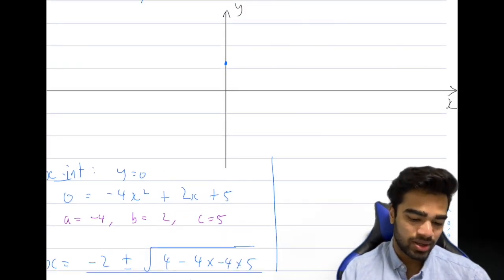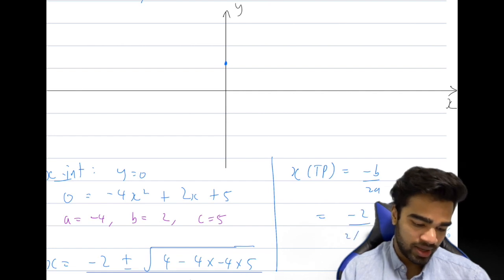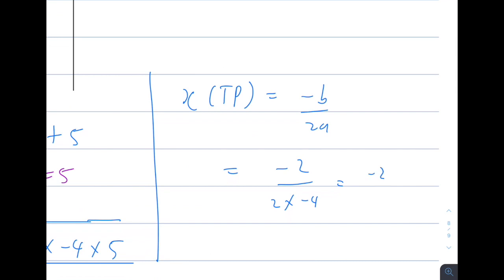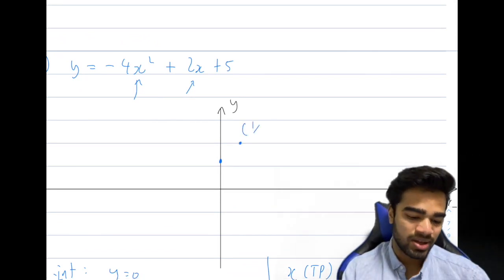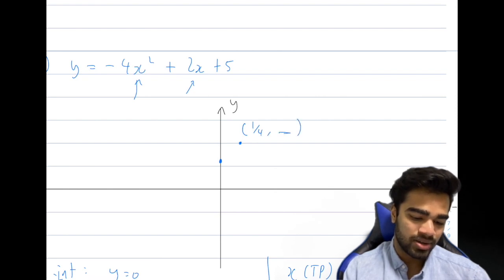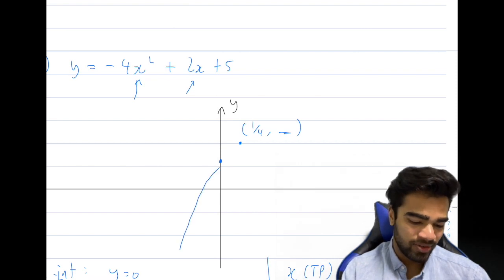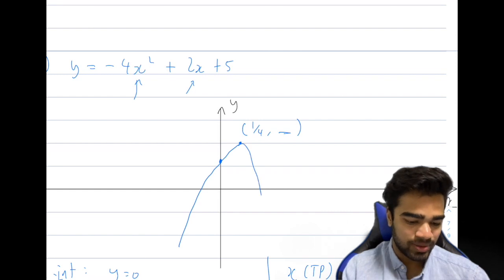So let's find the turning point. Remember I said the x-coordinate of the turning point equals -b over 2a, which is going to be -2 over 2 times -4, which is -2 over -8, which is a quarter. So the x-coordinate of the turning point will be a quarter, and it'll be roughly over here. You can sub it in and find the y-coordinate yourself. So it's a quarter and whatever the y-coordinate is. If you visualize the shape, it'll look something like this. So that's the turning point.